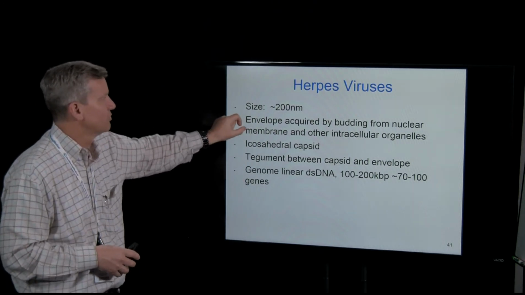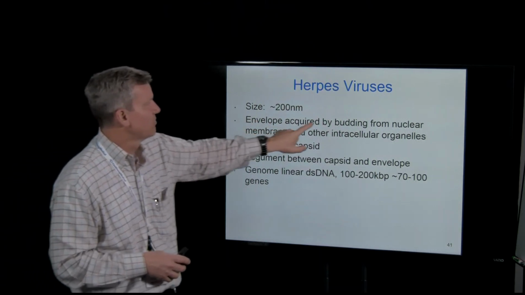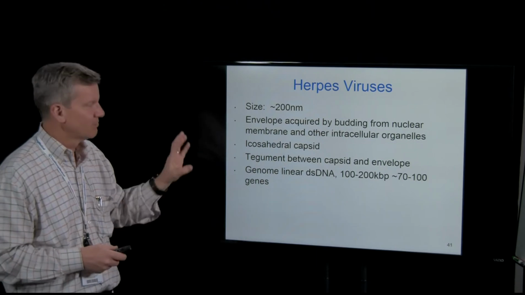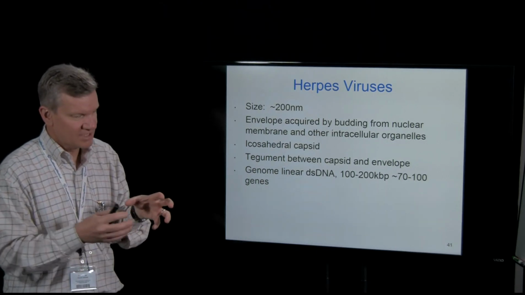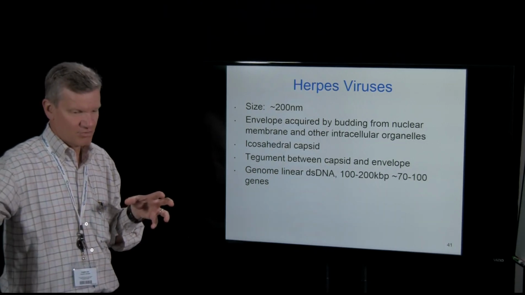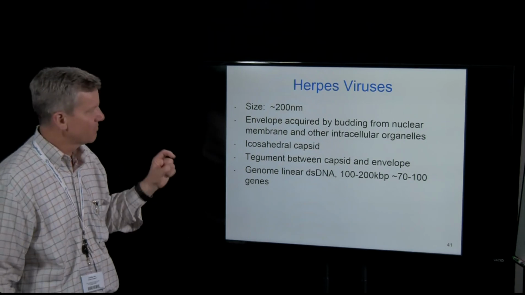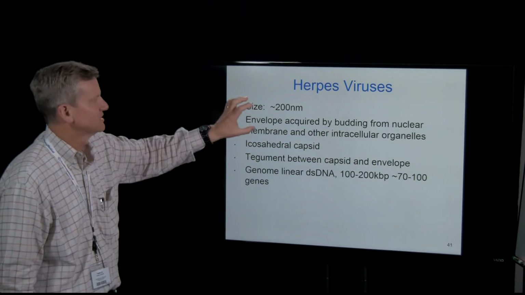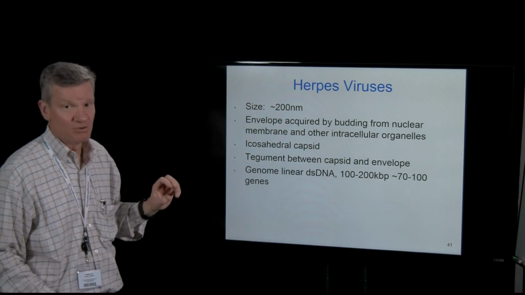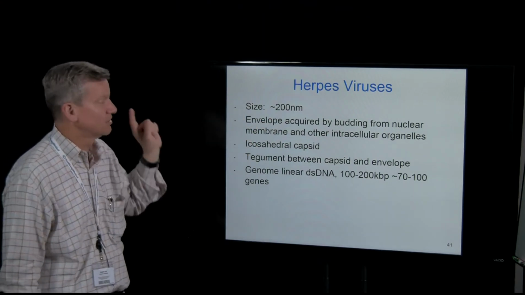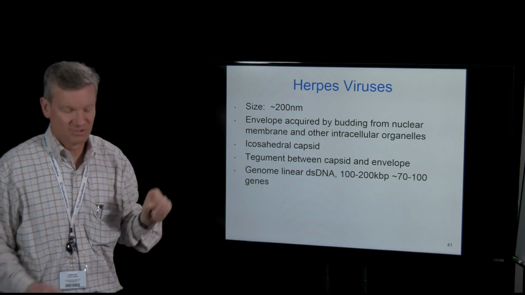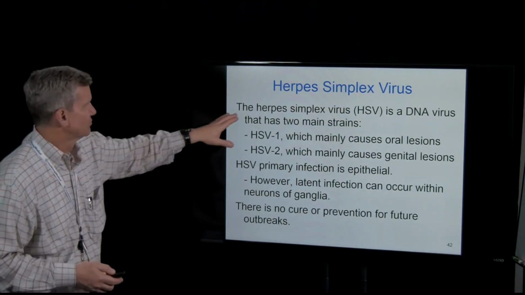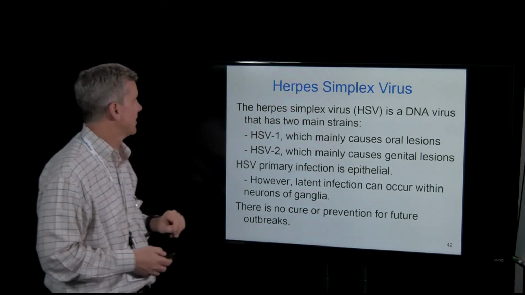They do have an envelope, and the envelope is acquired by budding through the nuclear membrane. So in the picture I'm going to show you, it looks like it's coming out through the cell membrane, but the membrane actually comes through the nuclear membrane. So herpes viruses get a membrane from the nuclear membrane because they are a double-stranded DNA virus. So that's what it is. Herpes simplex is a double-stranded DNA virus.